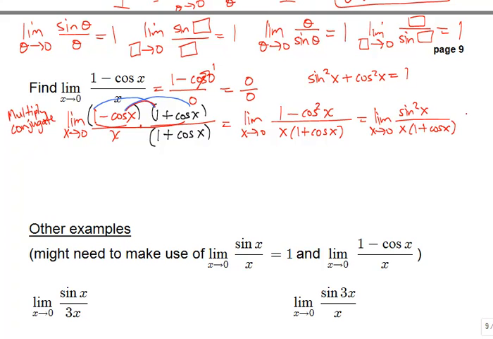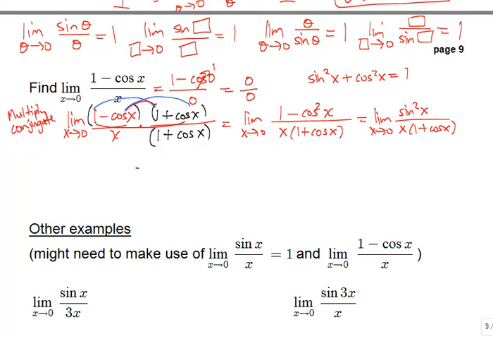Alright, how did that help me? Well, it helped me because now I start to see a sine x on the top. There's actually 2 of those, and I have an x on the bottom. So that's kind of like this theorem that we just proved up here. Instead of thetas, I have x's. So this is like a sine x over an x.